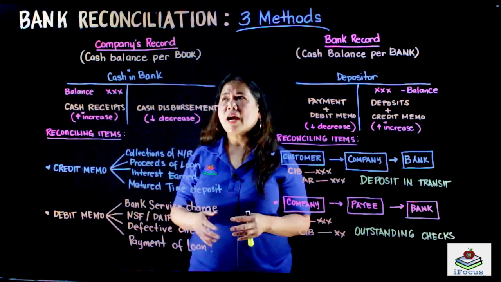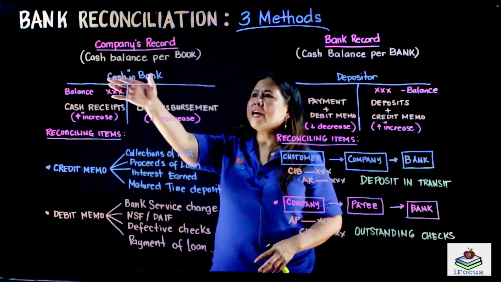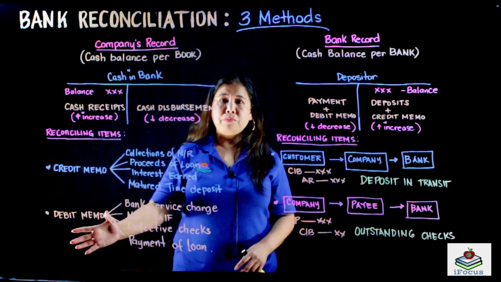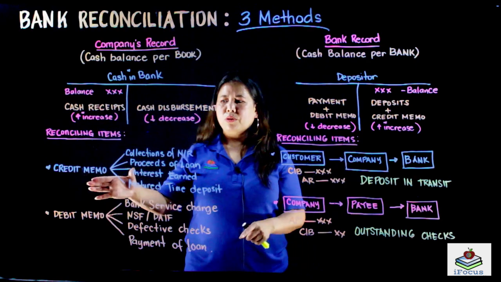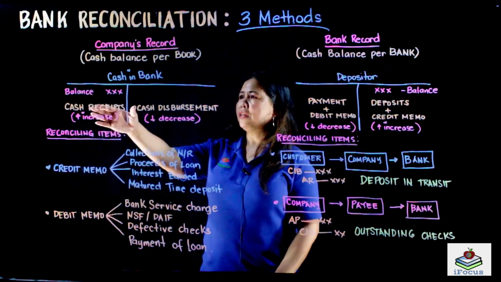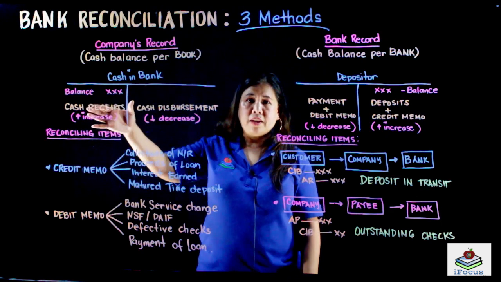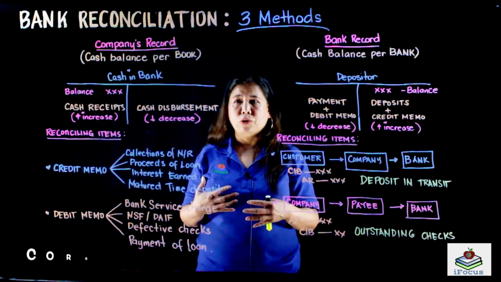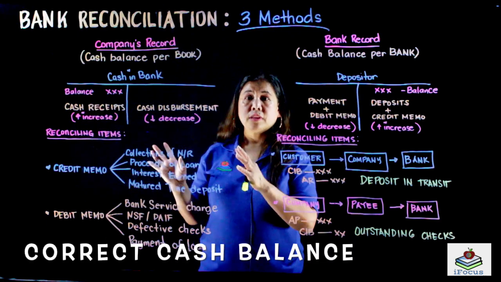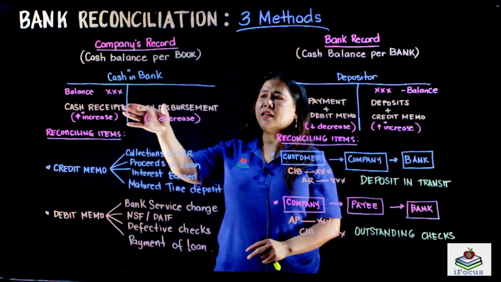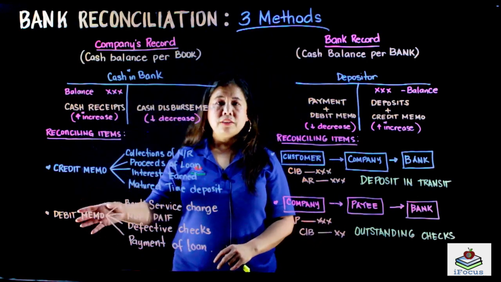Ang reconciling items naman dito sa ating cash balance per book is the credit memos at debit memos. Kasi yung credit memos ay na-add na sa cash balance per bank pero hindi pa ito na-add sa ating cash in bank. So, i-add natin para makukuha natin kung magkano ang correct balance ng company. And then, sa debit memo, i-decrease natin ang ating cash in bank for the debit memos.